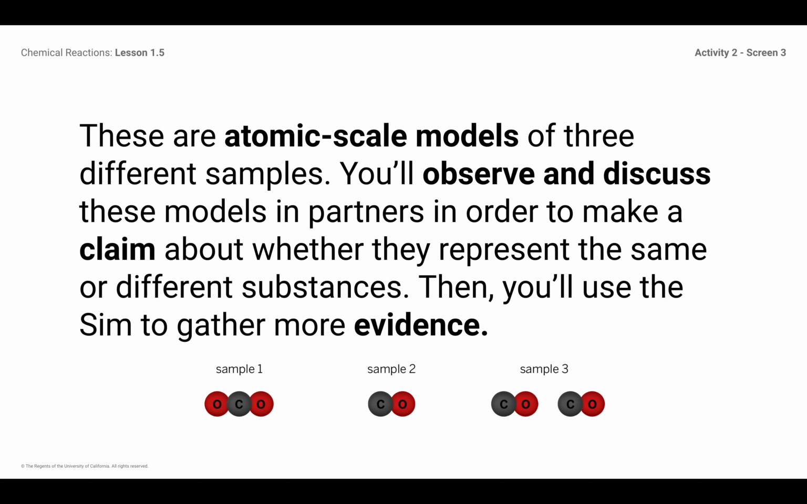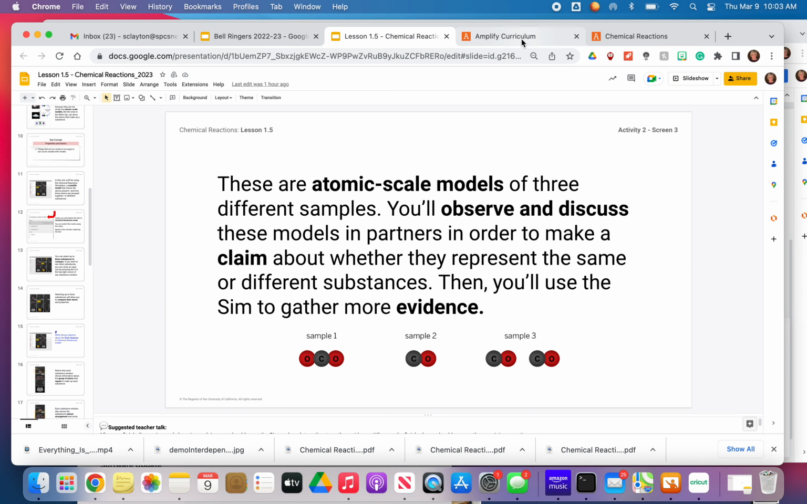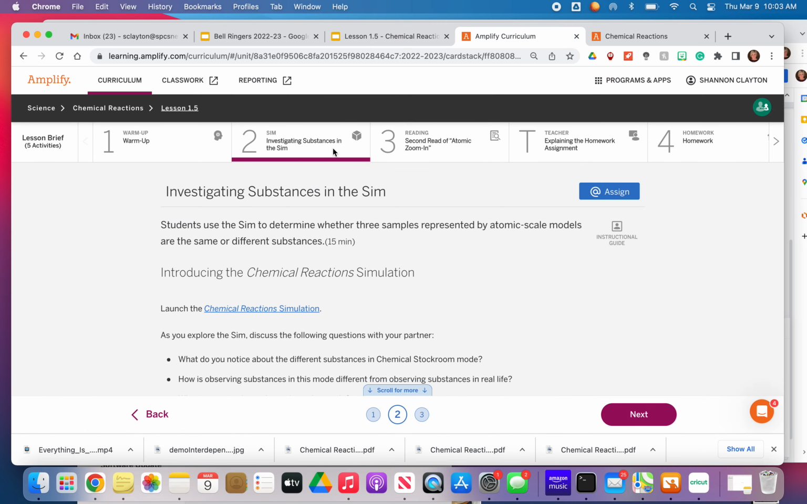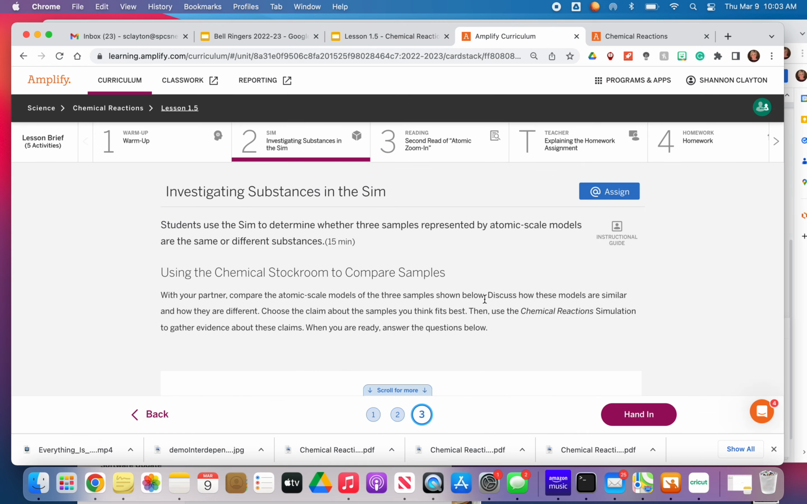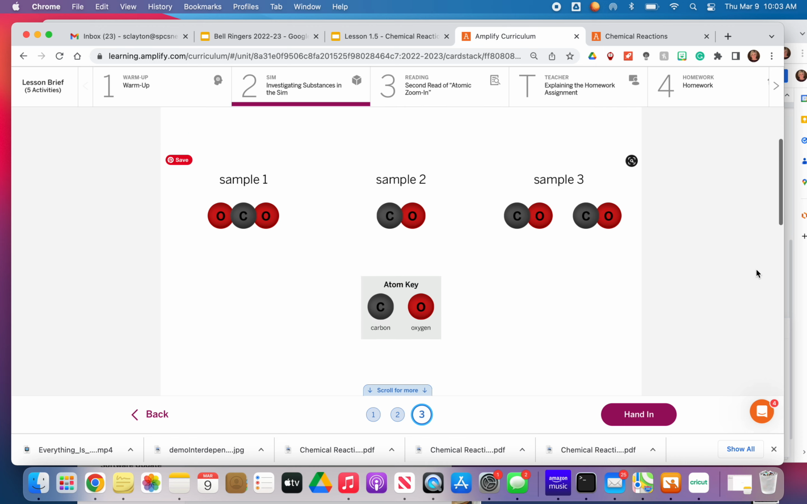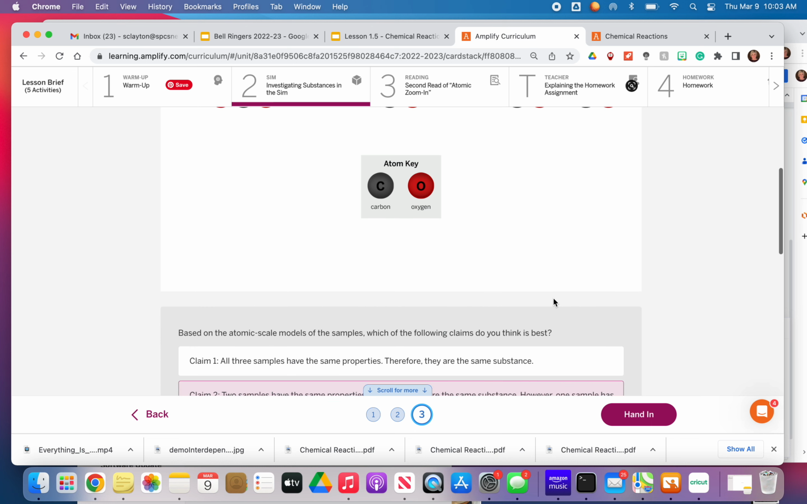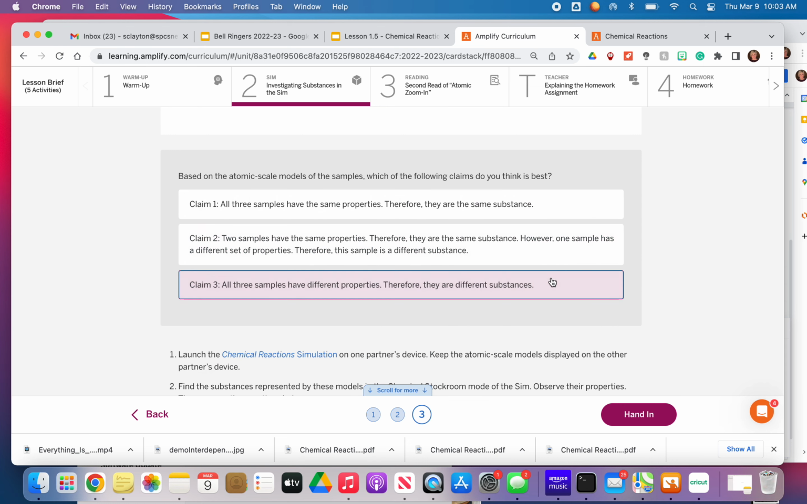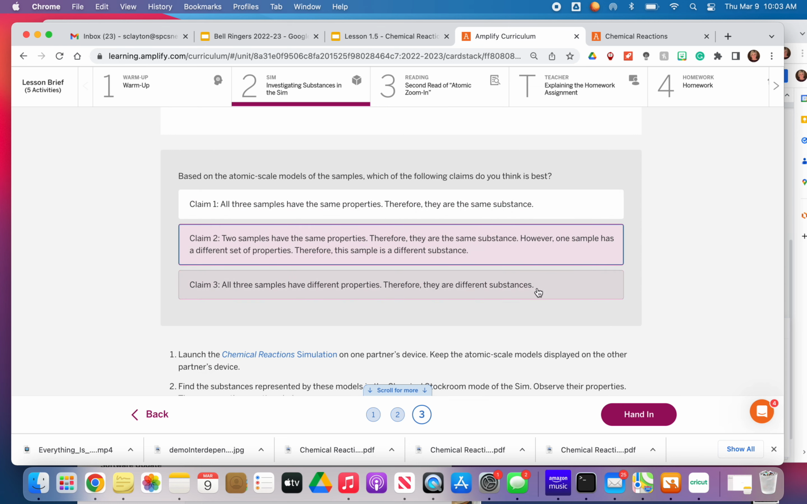Okay. So I'm in activity 2, screen number 3, and I'm actually going to show this to you in your Amplify. So activity 2, screen 3. We have these 3 samples, and I want you to go back into your sim and see if you can find these.